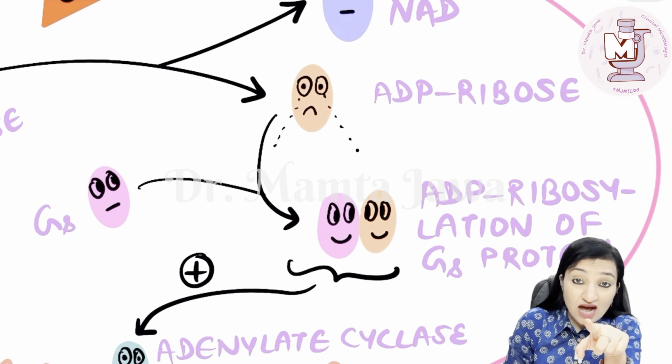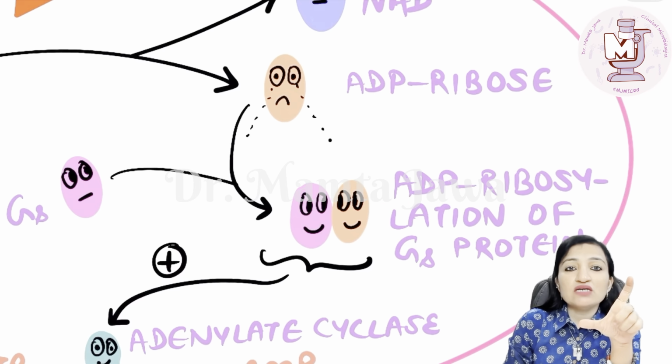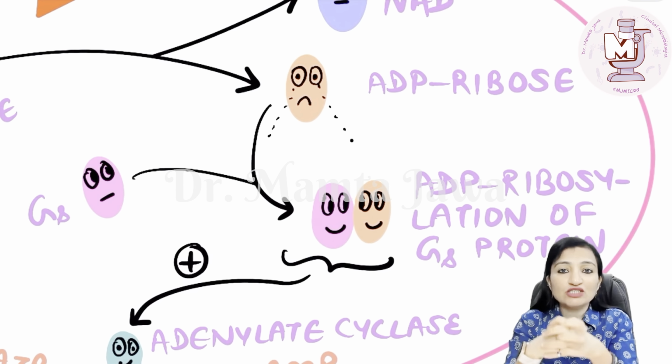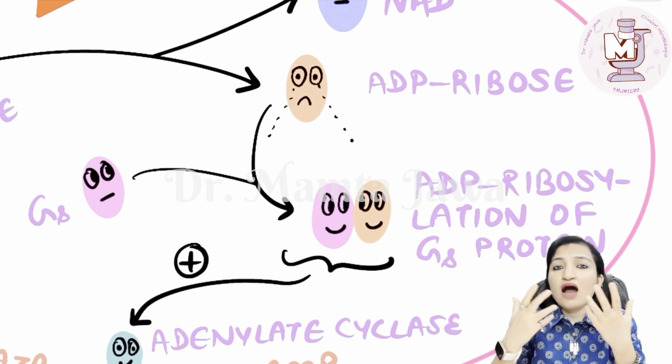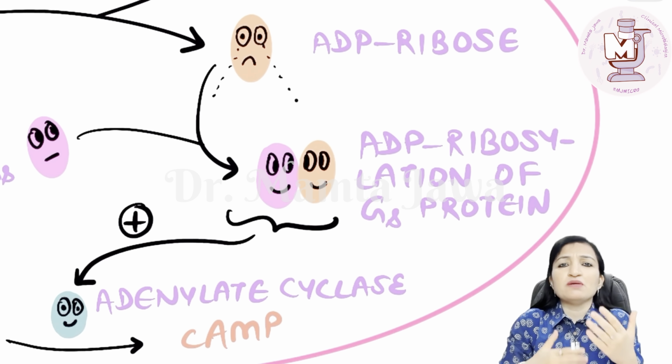Because it is wiping the tears of ADP ribose, you can see the G stimulatory protein has collaborated with ADP ribose, it has attached to ADP ribose. And this attachment of G stimulatory protein with ADP ribose is described how in books? It is described by the fancy description ADP ribosylation of GS protein. It is nothing but attachment of ADP ribose to G stimulatory protein. That is the meaning of this fancy description.